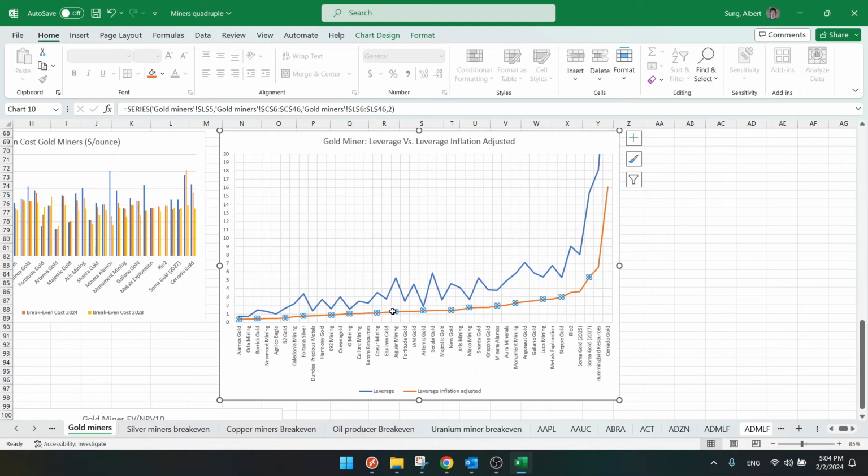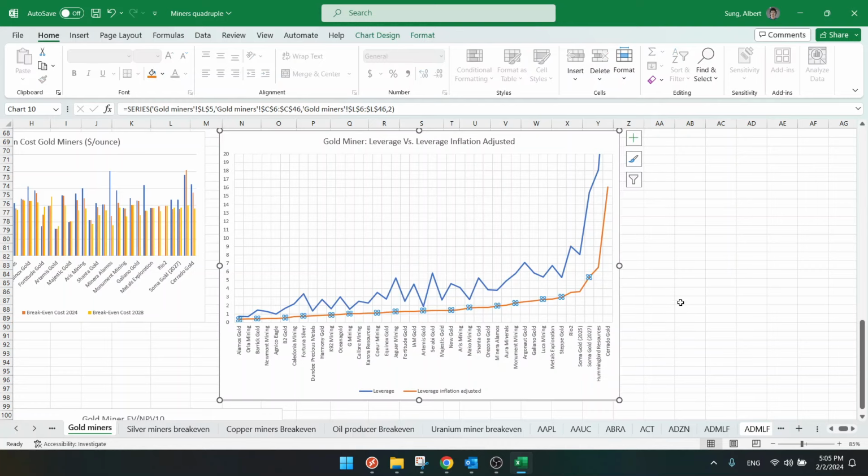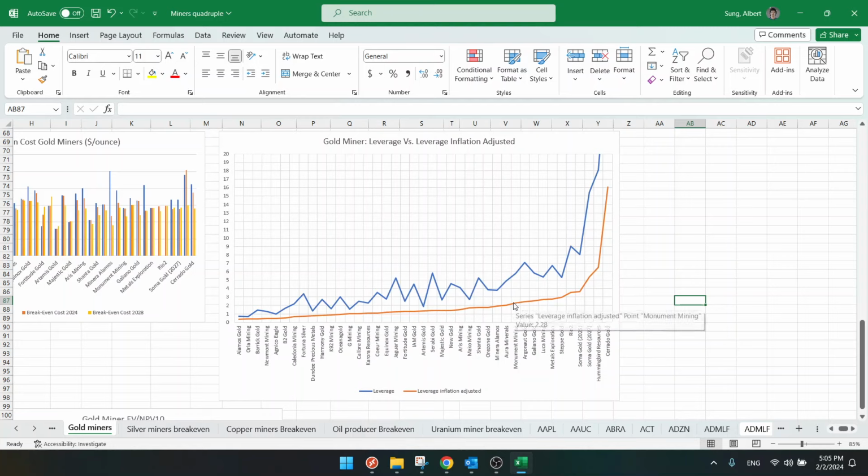These ones here are a bit above 1, but yeah, it's not worth the risk to buy these because it's almost 1. So you could just buy gold instead for the leverage. But when you move more to the right, you will get to the highly leveraged mines. And this is where I want to buy some companies because they provide real leverage, even inflation adjusted. So which ones do I like? Yeah, Aura Minerals, of course.